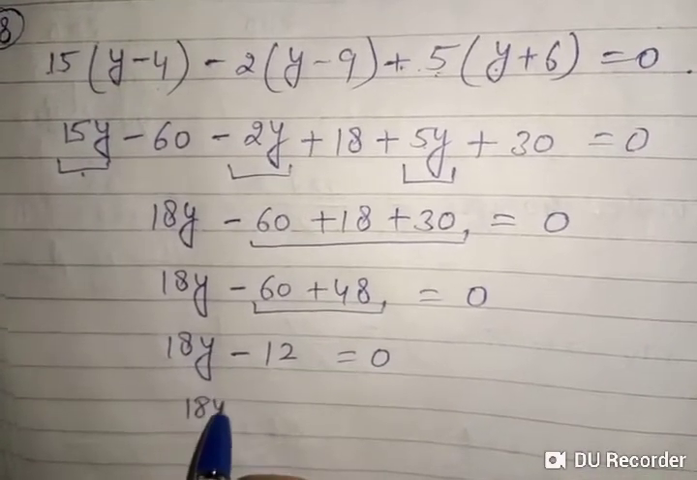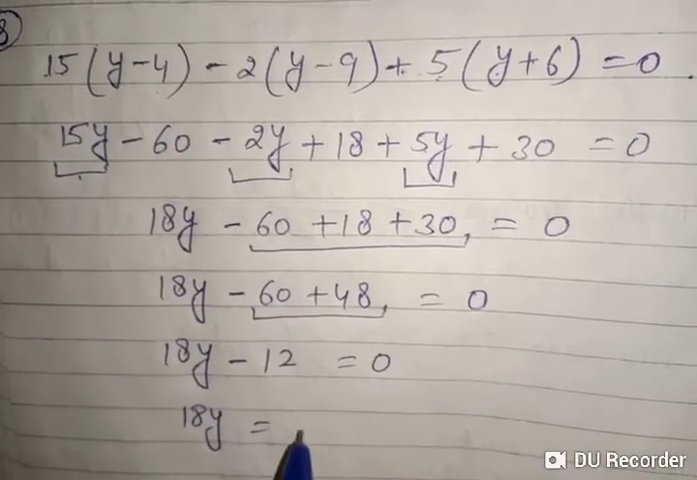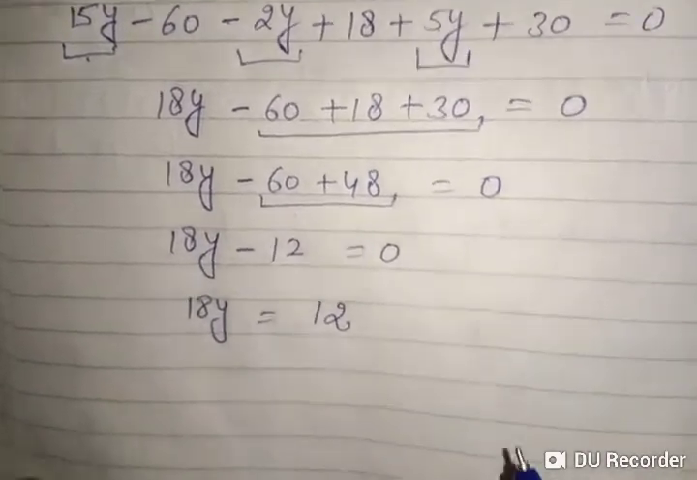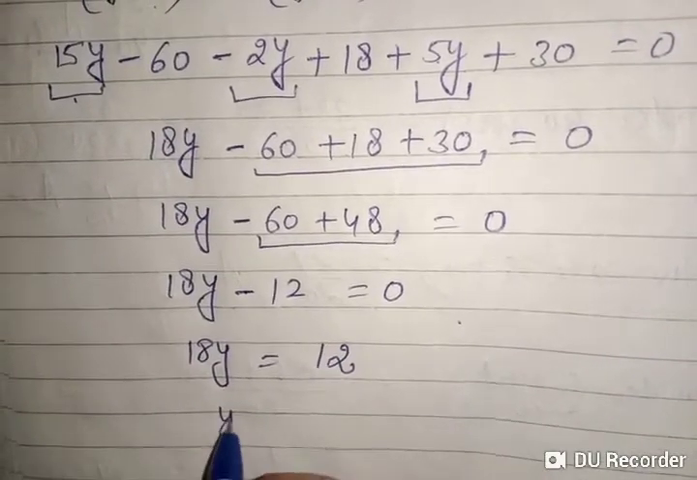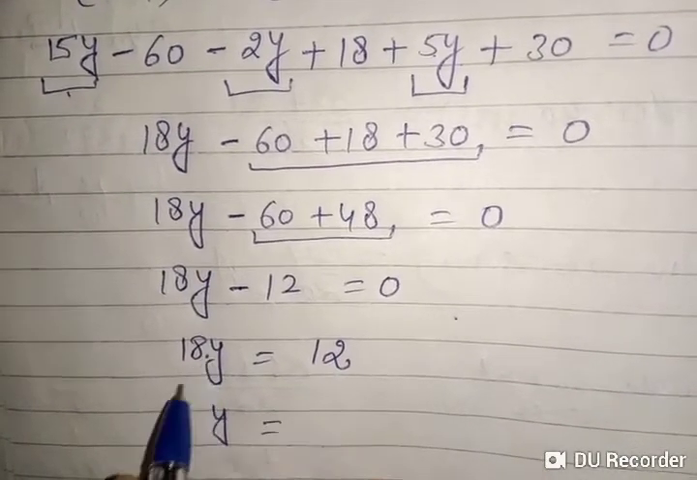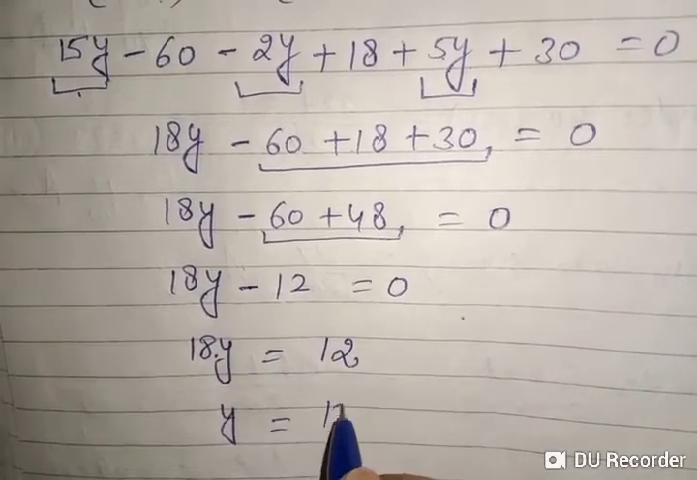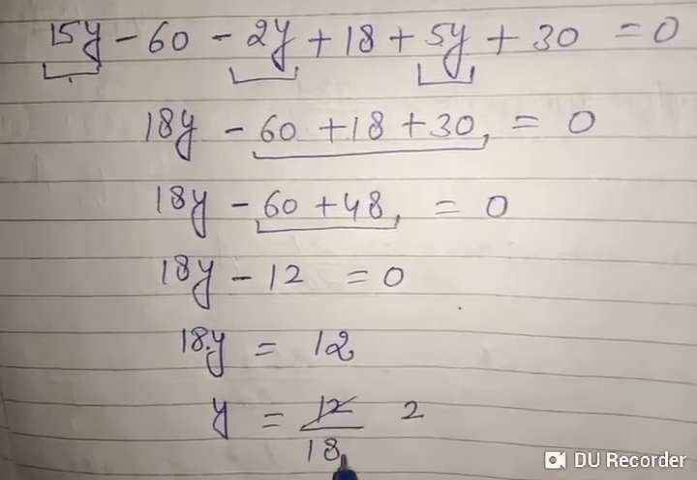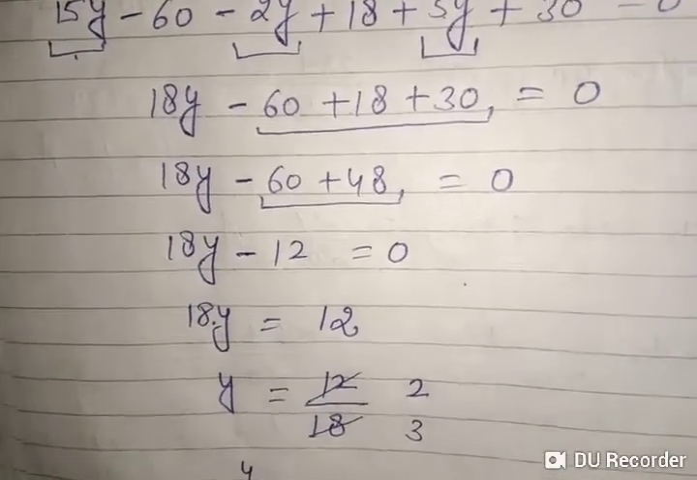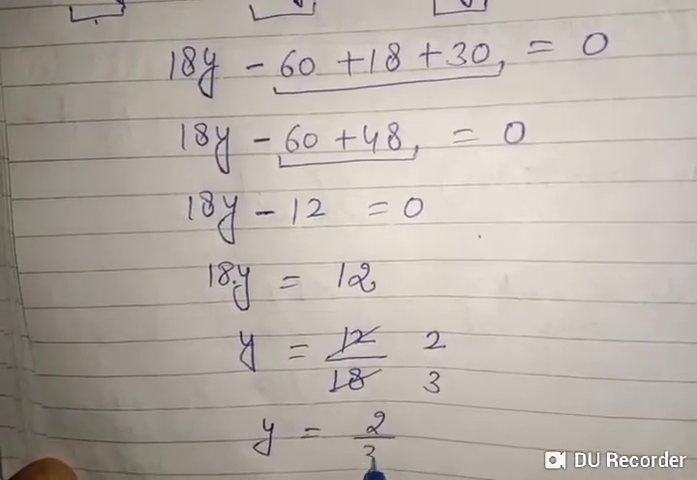Then we will shift this term minus 12 to the other side, it will become plus 12 because minus will become plus on the other side. y will remain here. Again the operation between these two is multiplication, so 18 will go in the denominator. Cancel this with the table of 6. So our final answer is y is equal to 2 by 3.